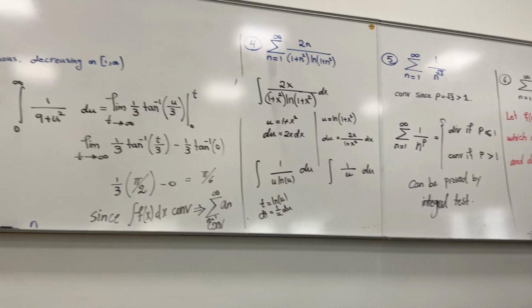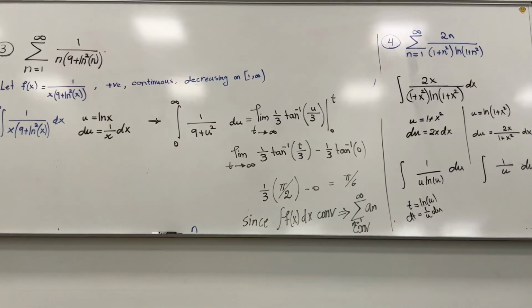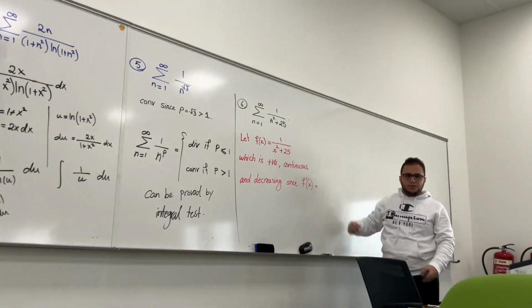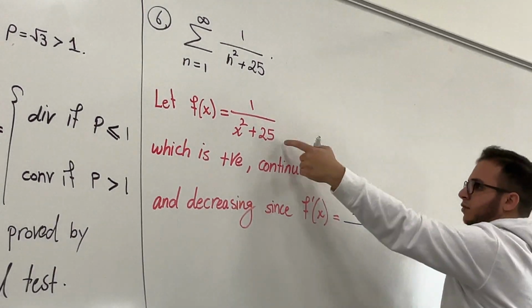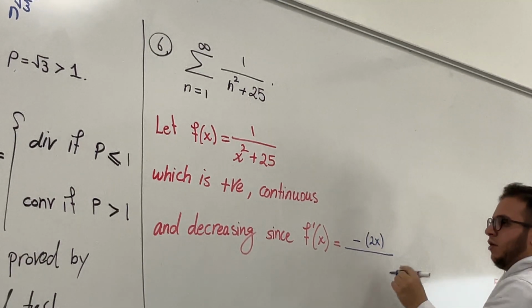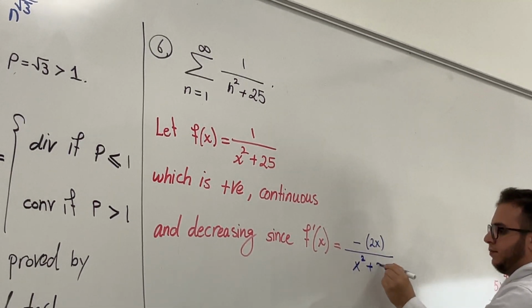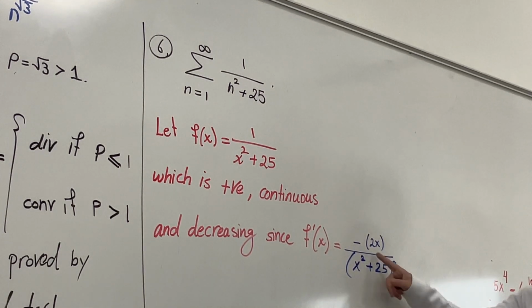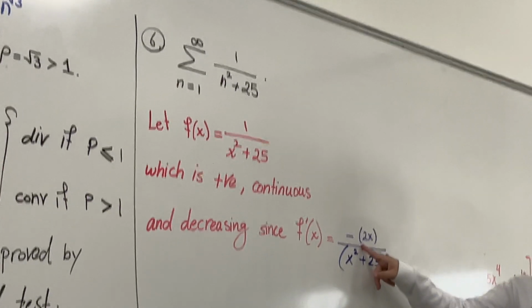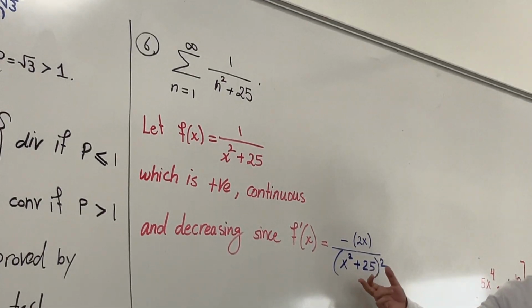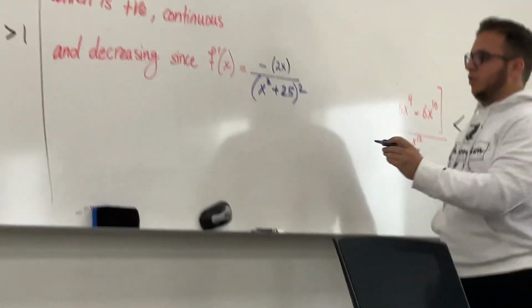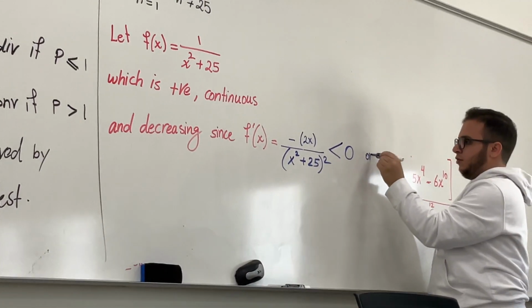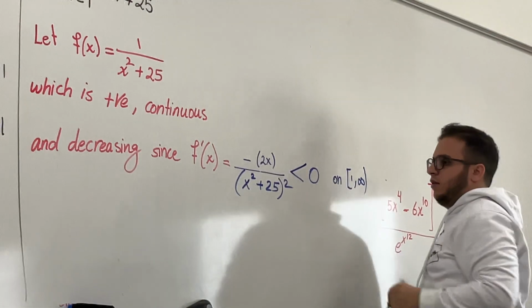f prime of x is how much? Yalla, take the derivative. Quotient rule again. Derivative of the top times the bottom, that's 0, minus derivative of the bottom times the top, over the bottom squared. This is always positive. 2x is a positive number, right? Because x is between 1 and infinity. And this is negative, so this is always negative. And from 1 to infinity, take the integration.